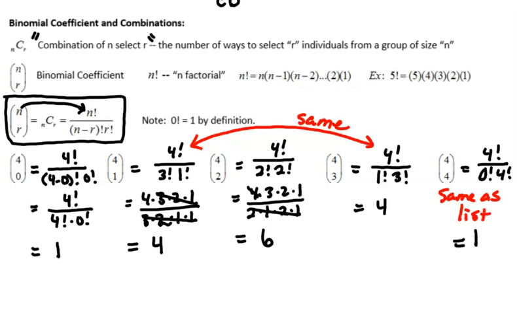That's just supposed to say same as the first, not same as the list. So let's try that again. Same as the first. Okay, so same as the first one.